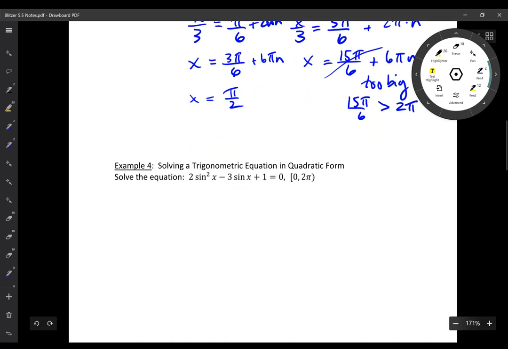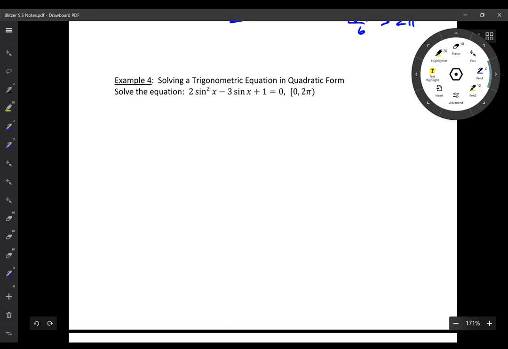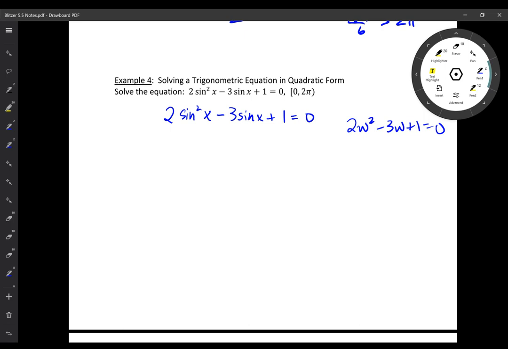So example 4 is when we look at having a trigonometric equation in quadratic form. Here I have 2 times something being squared minus 3 times that same thing plus a constant. So it makes me think about factoring. And they're giving me an interval again from 0 to 2 pi for my answers for x. Think about how if this was 2w squared minus 3w plus 1 equals 0, I would be able to right away factor and solve that. And that's what I want to do here.